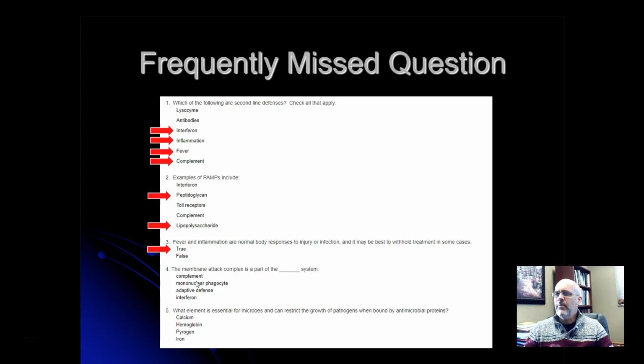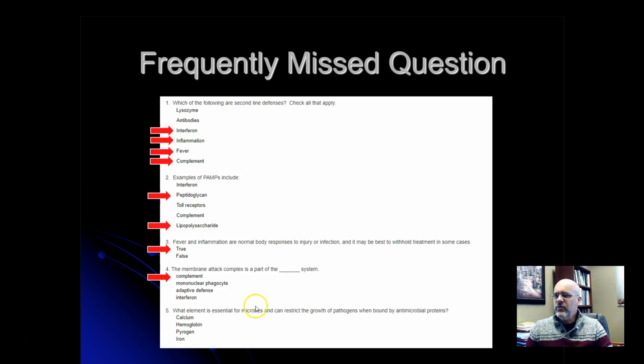The membrane attack complex is part of the blank system. And that is part of your complement system. So again, complement is a set of proteins, and when they detect a microorganism, there is basically a chain reaction. One step leads to the next, and membrane attack complexes, which are basically pores, get stuck in the membranes of microorganisms and can help kill them, clear them out of the body.